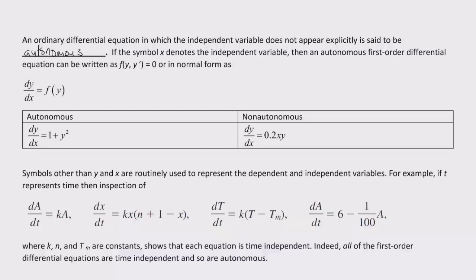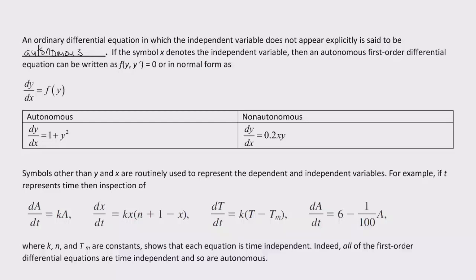So, two quick illustrations. Let's say I have dy/dx equals 1 plus y squared. That would be autonomous because there is no variable x in that expression. It's all measured in terms of y. Or a non-autonomous one is the one we did earlier with the 0.2xy. In that case, the slope is defined by a relationship between x and y itself.